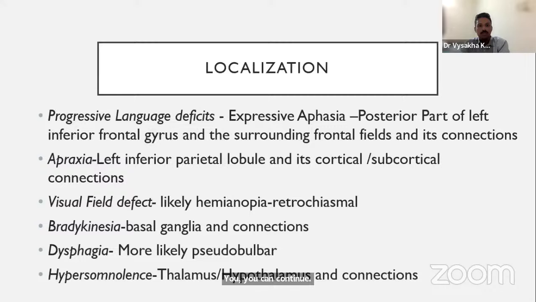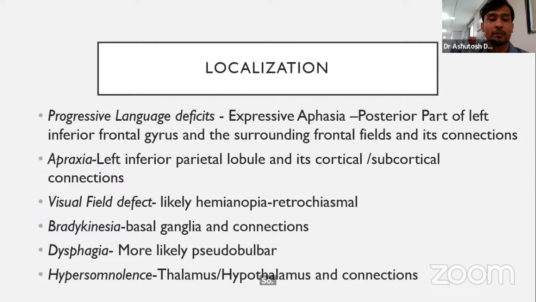As the patient's word output was minimal, with telegraphic speech, and the comprehension was relatively intact, we thought that it would be an expressive aphasia, so we would localize it to the posterior part of the left inferior frontal gyrus and the surrounding frontal fields and its connections.